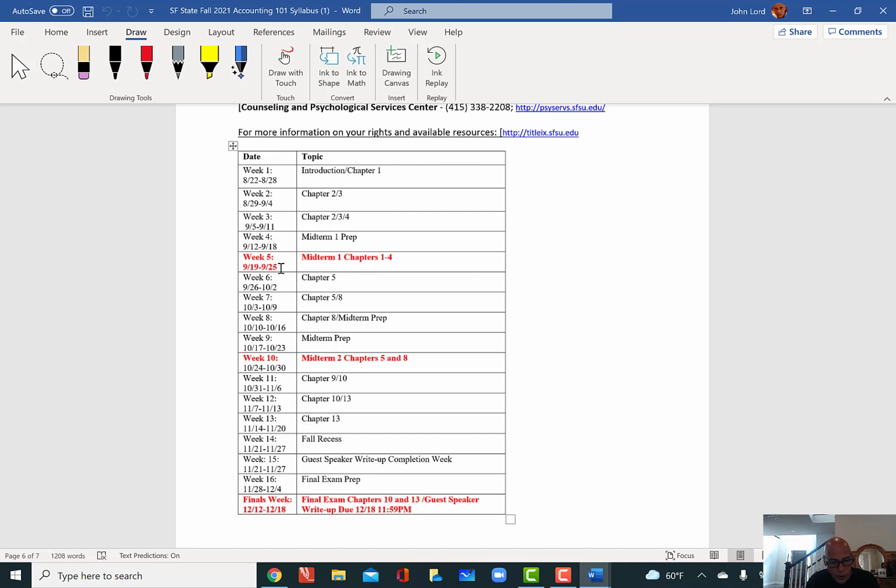The exam will open on 9/19, September 19th. It'll open at 12 a.m., that's 12 midnight, on that Sunday, and it'll stay open all the way until 11:59 p.m. on Saturday, the 25th. 11:59 p.m., guys, is 1 minute before midnight.